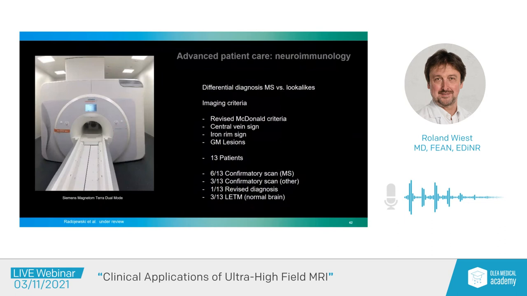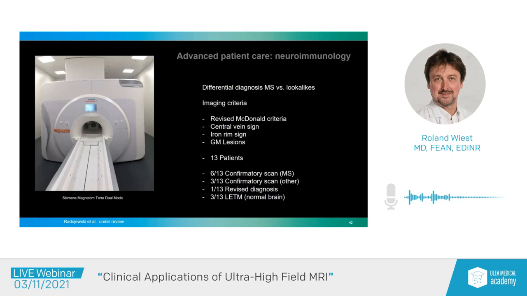We looked also in our cohort. At the very beginning, we were interested in how frequently we can confirm patients that really show multiple sclerosis if we add additional criteria to the revised McDonald 2017 criteria. These typical features that come along with true multiple sclerosis are the presence of the central vein sign and also the presence of the iron rim sign. Both the central vein sign and the iron rim sign are very rare in patients who do not have multiple sclerosis, and the same is true for gray matter lesions. By adding these criteria, in half of the patients that we had currently under investigation, and this is an ongoing study, we could perform a confirmatory scan. In 3 other patients, we could confirm that it is another kind of autoimmune reaction.